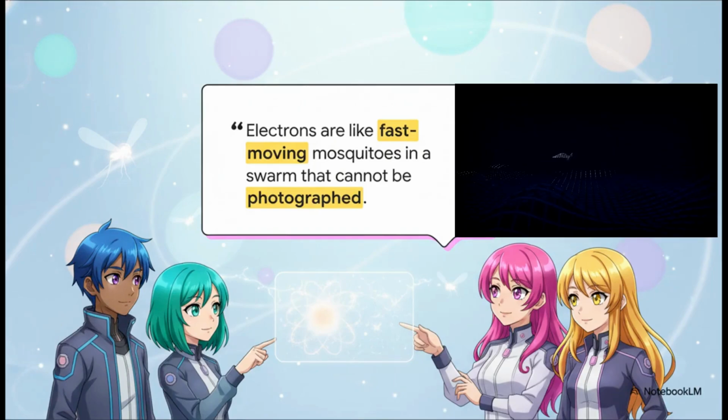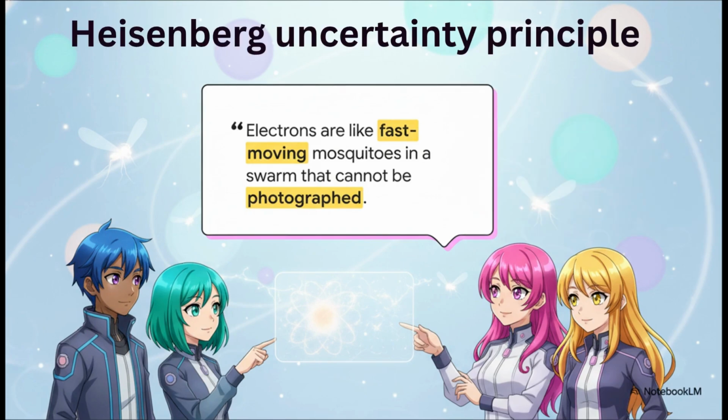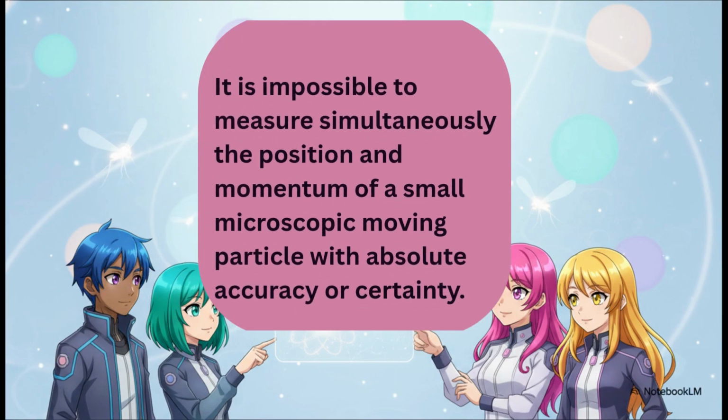This right here is such a perfect way to think about it. It gets to the heart of this huge idea in quantum mechanics called Heisenberg's uncertainty principle. Now, in simple terms, it just means you can't know an electron's exact position and its exact momentum at the same time. The more you know one, the less you know the other. So trying to pinpoint an electron is like trying to take a crystal clear photo of a single mosquito in a giant buzzing swarm. All you're ever going to get is a blur.